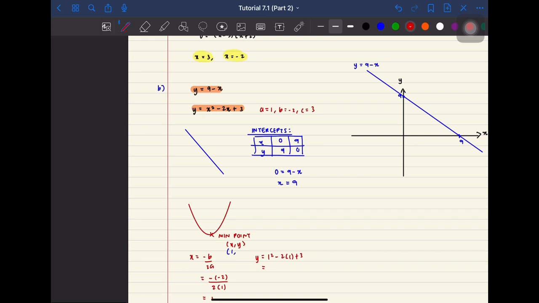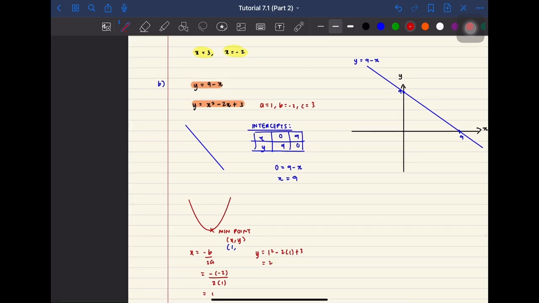2 dan 1 tolak 2. 1 lah. Is it 1? Okay guys, x squared. 1 tolak 2, negatif 1. 1 sama 3, 2 dah. So we get 2. Oops. 2. So coordinate dia minimum point is 1, 2.